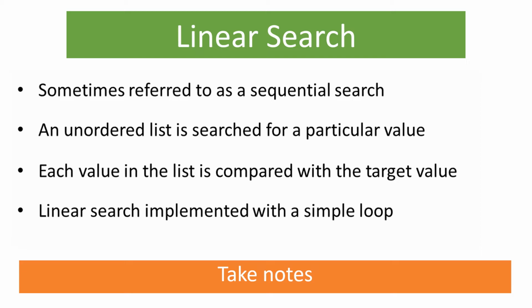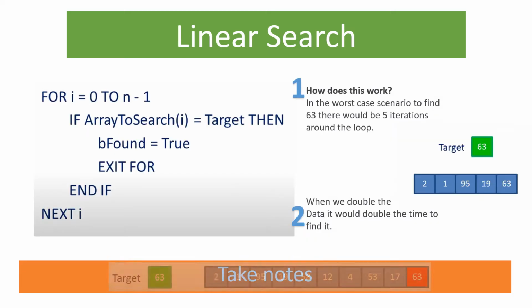An unordered list is searched for a particular value, and that's a key thing when we're looking at other types of searches and sorts. This can be an unordered list. Each value is compared to the value that we're looking for, or the target value. And a linear search can be implemented with a very basic simple loop. If you haven't done so already, add to your linear search notes from the last slide and all the details that you need. Now, in this example, we're searching for the target 63.